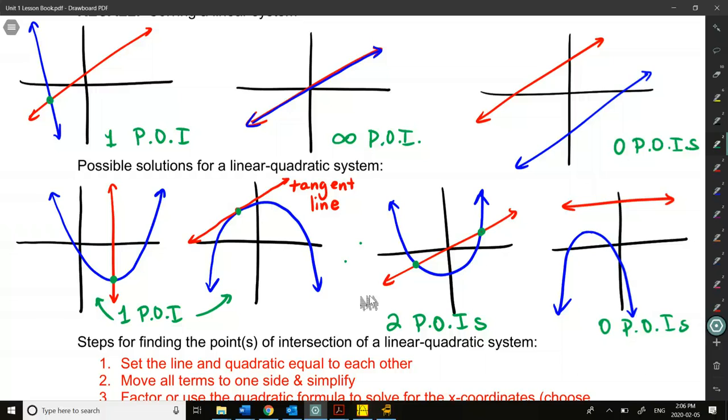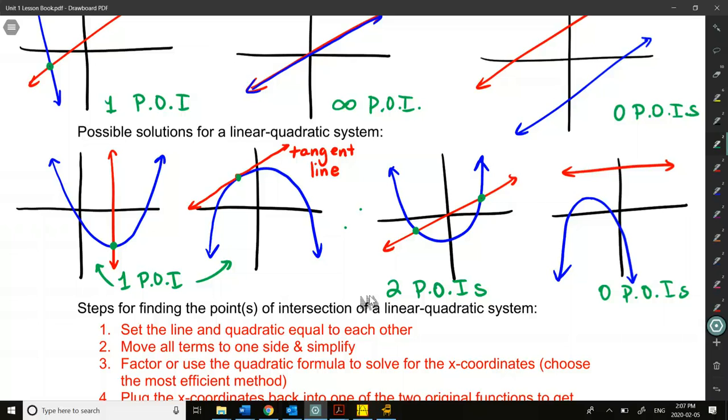Could we have infinite between a line and a quadratic? That's never really going to happen. A parabola is a curve and a line is obviously straight, so those are never going to overlap each other more than either once or twice. Okay, so those are the options. We could have one point of intersection, two, or none.